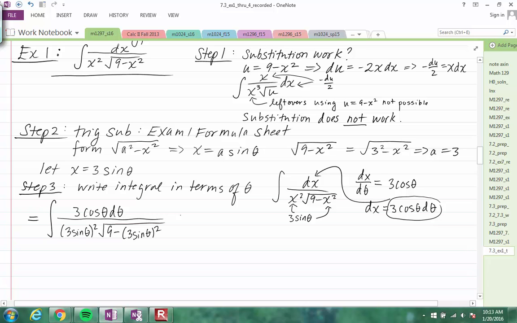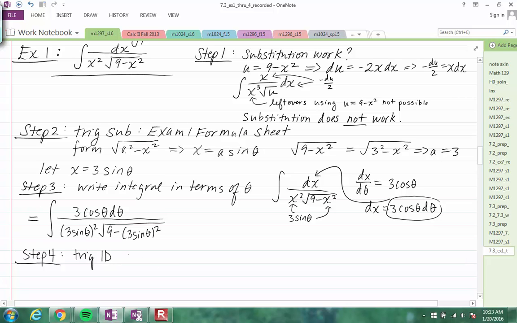Next thing is what identity is going to apply here, because it turns out you're always going to have to use an identity in order to simplify this thing and do the integral in terms of theta. So you don't have to do it here, but early on it's good to recognize that.